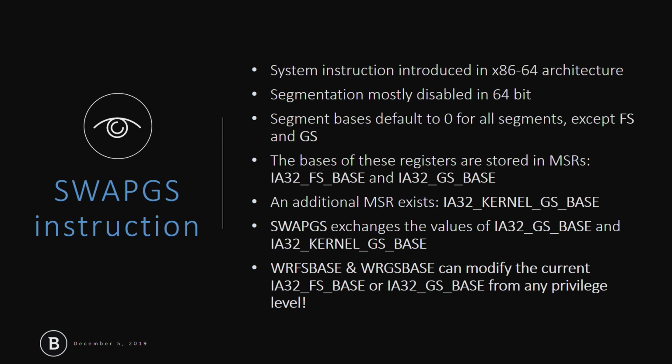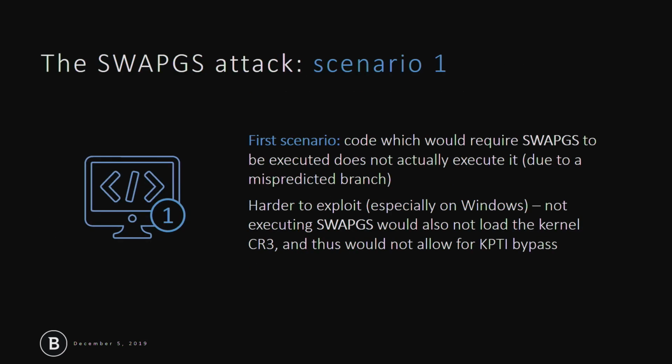The SWAPGS instruction also uses a third such MSR, which is the IA32 kernel GS base. What it does is swap the value of GS base with the kernel GS base. And we also have the write FS base and write GS base instructions, which can be executed inside ring 3, which is important for our exploitation technique.